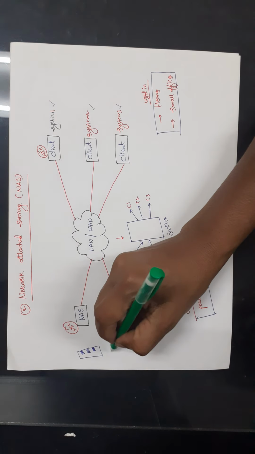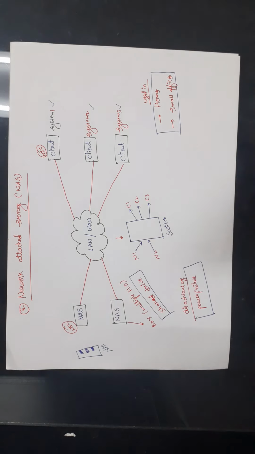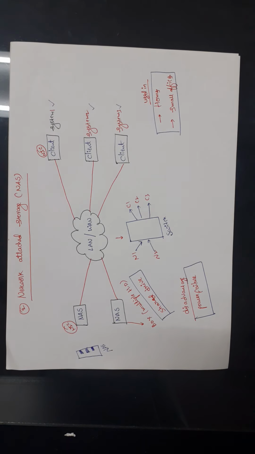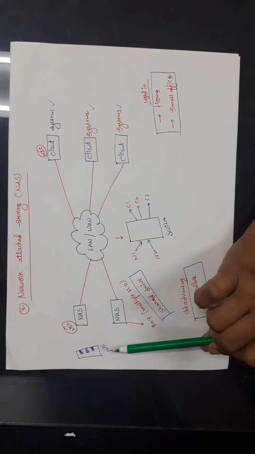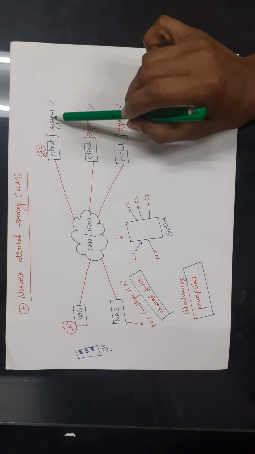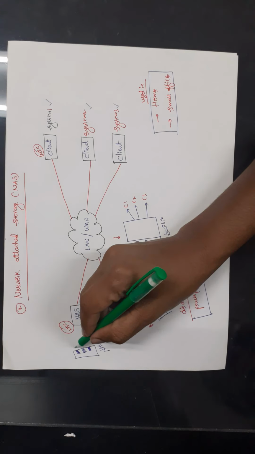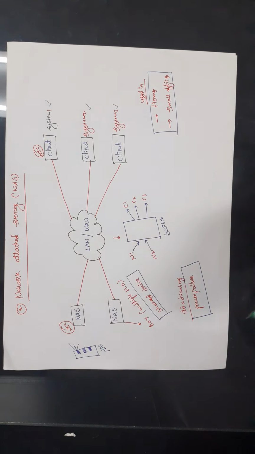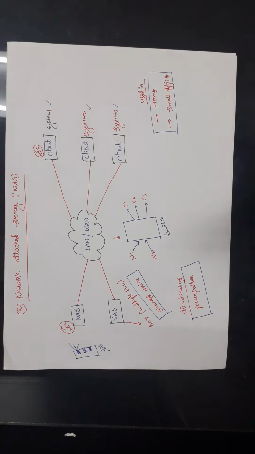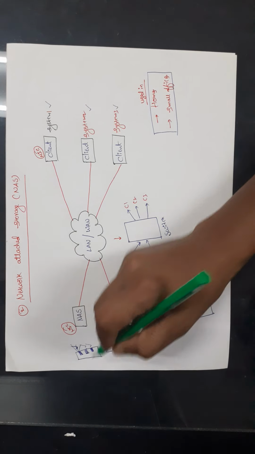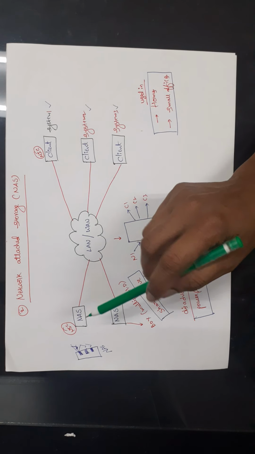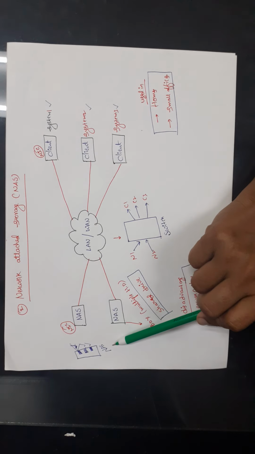Now this box is called a NAS, that means network attached storage. It is a box which has multiple hard disks. Now all these three systems can share the data within this NAS. So we can call it a shared drive. These drives are shared by all the systems, right?